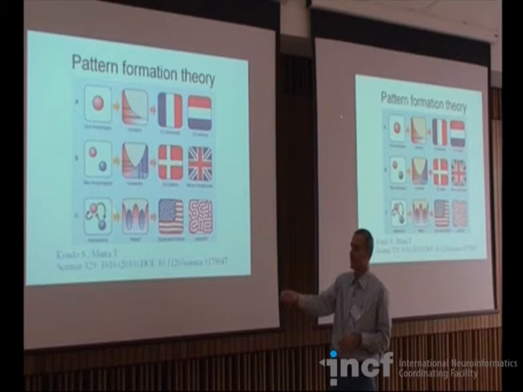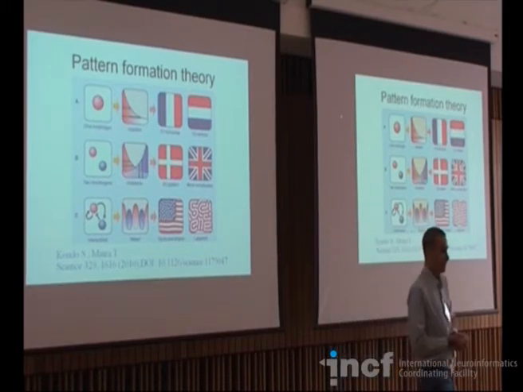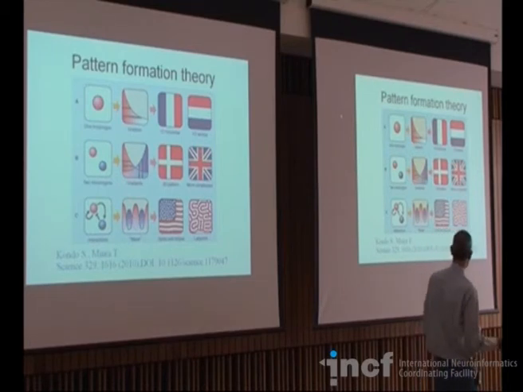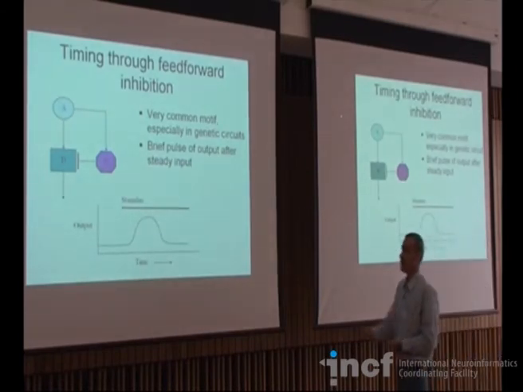This is the Turing type scheme. So you have a local feedback excitation and a long range inhibition. And that gives you the interesting spatial and temporal patterns. But even without those, you can get some rather spectacular combinations to give you organization in cellular development. Okay, all of this is chemical computation. So we've seen that. Here's another kind of chemical computation.